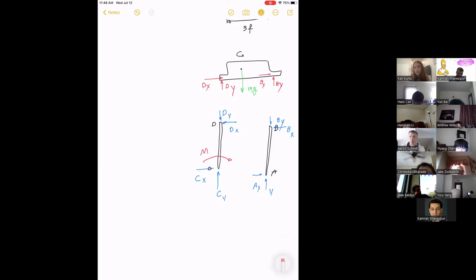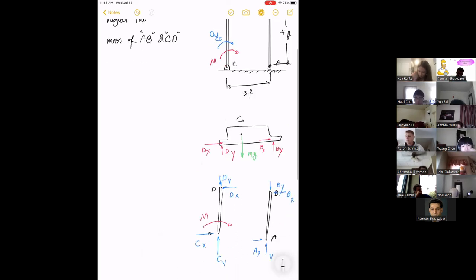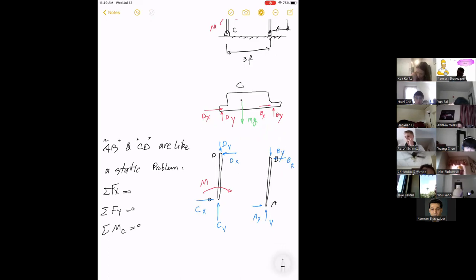If we neglect the mass of AB and CD, which means summation of forces will be zero because there's no MA, right? There's no M. And they have rotation about a fixed point. So technically, if there's no mass, AB and CD are like a static problem, right? Which means summation of forces in X equals zero, summation of forces in Y equals zero, and summation of moments about one point, for example C, equals zero, or summation of moments for A equals zero. These are the equations.